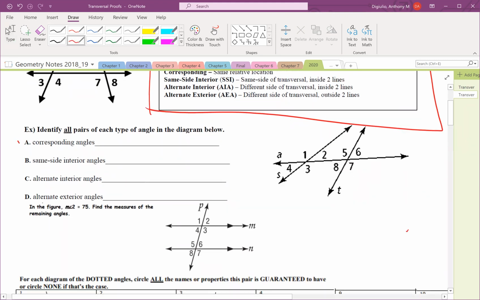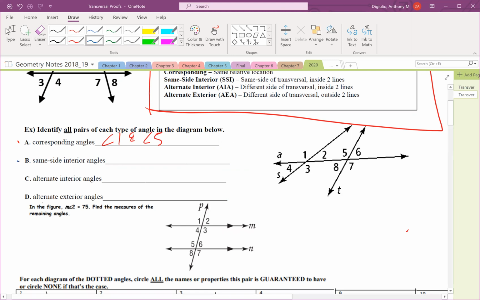Real quick, just talking through them, we've got corresponding angles. I always think of them as two angles that are in the same spot, but in a different group of four. So for instance, angle 1 here is on the top left. So on the top left of this other group is going to be angle 5. So angle 1 and angle 5 are corresponding to each other.